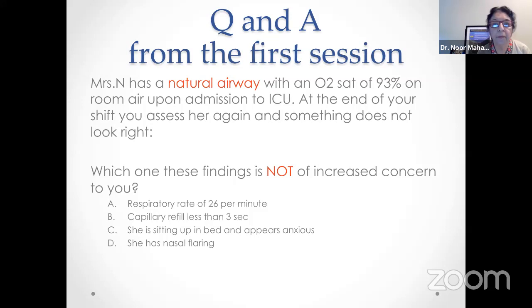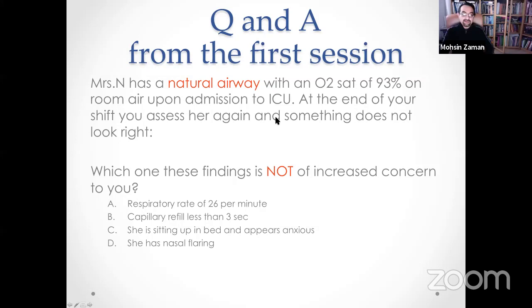The question is, which one of these findings is not of increased concern to you? Did we get any answers back? We did. We have got 75% of the people who have said that the answer is B. Wonderful. All right. The seminar is over. You guys know it all.